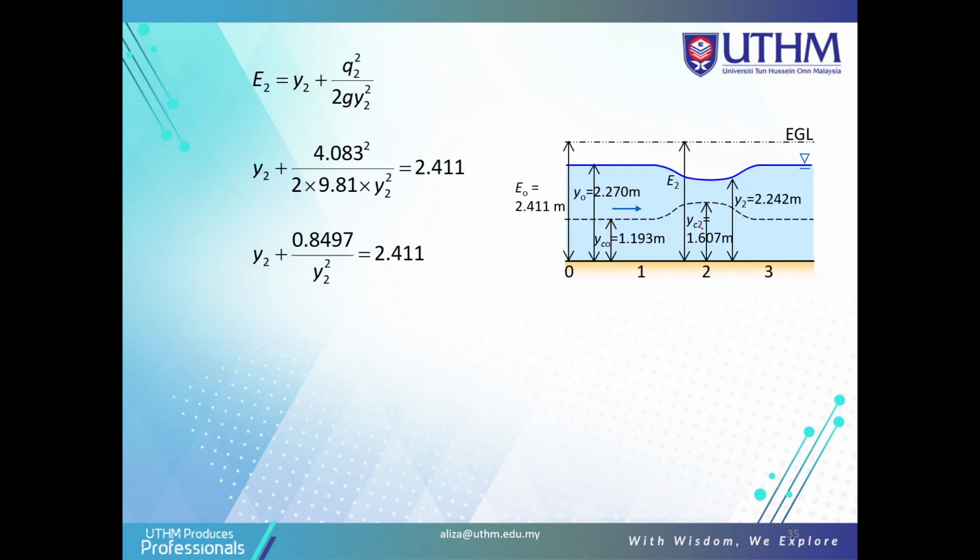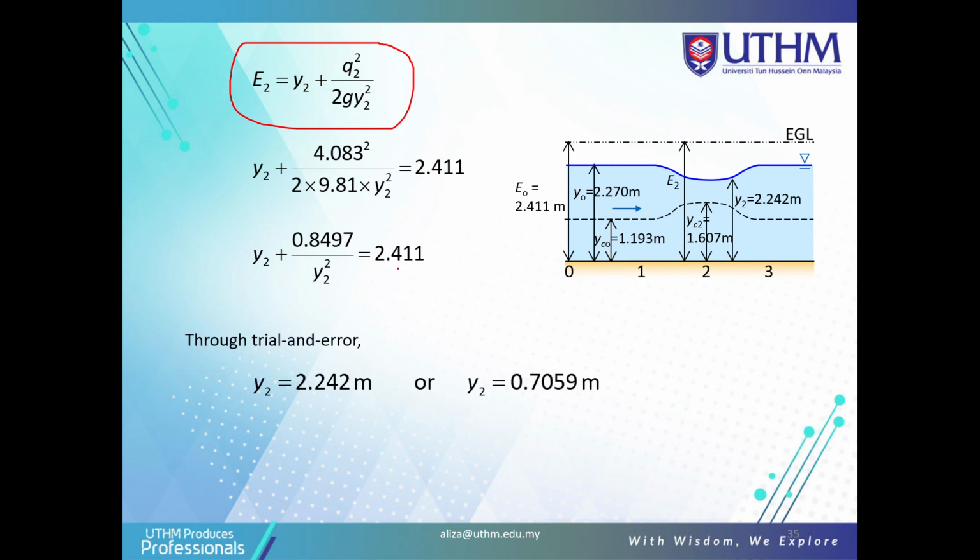After you get all the values that you find from the previous slide, you must catch them here. You must catch the Y naught, the E naught, YC naught, and so on. Then using the specific energy at critical at 2, you use the Y2 here until you get the Y2 using trial and error. So you get Y2 is 2.242 and Y2 is 0.7059. Since it is subcritical upstream, we get Y2 is 2.242.